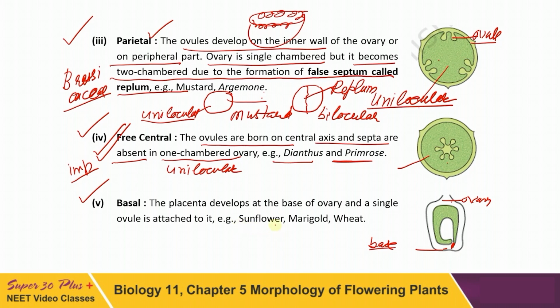And you have seen in case of marigold, in case of wheat, even in case of mango, that the placentation is basal one. This basal placentation is called the advanced type of placentation, right?